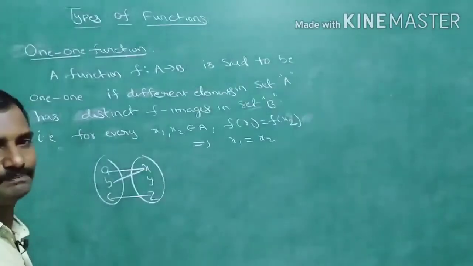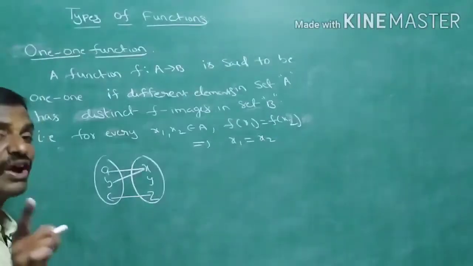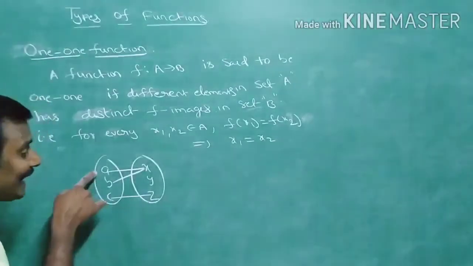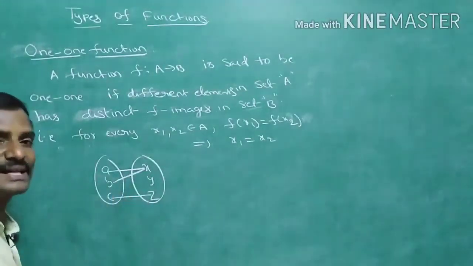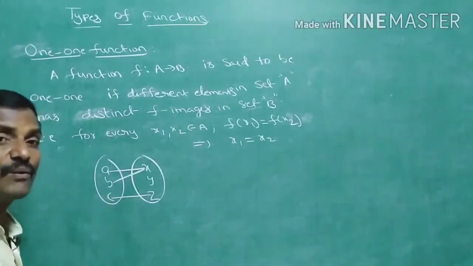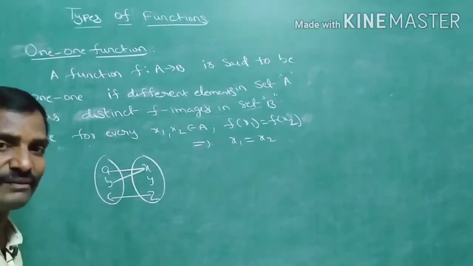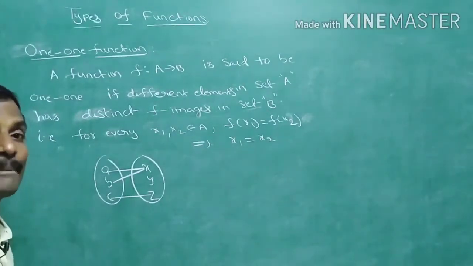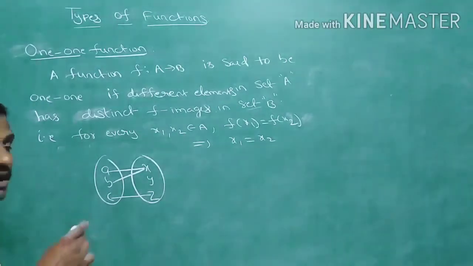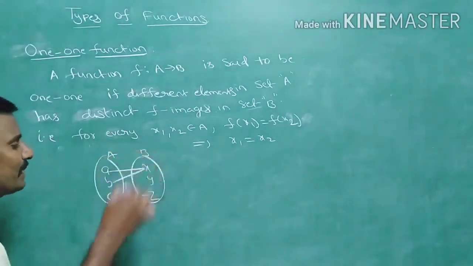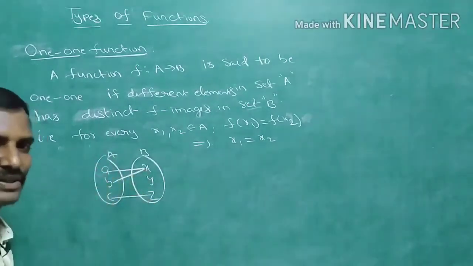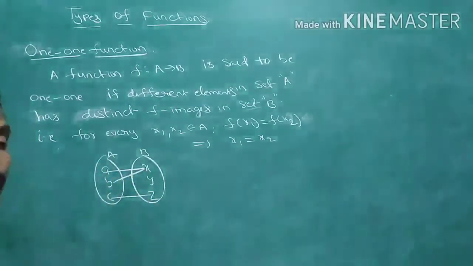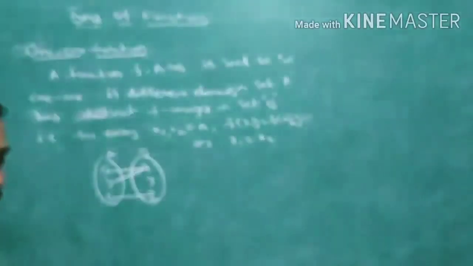It is a function. Next, it is not a one-one function, because here A and B have the same f image x. If f is not one-one, that is, f is a many-one function. Here A and B have the same f image x, so it is not a one-one function. It is a many-one function.